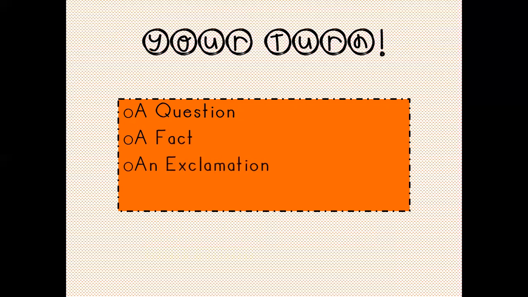So now it's your turn. When you're doing your informative writing, make sure that you start off with a strong lead. It can be one of the 4 that we talked about, or it can be one that you have in your mental toolbox that you would like to use.